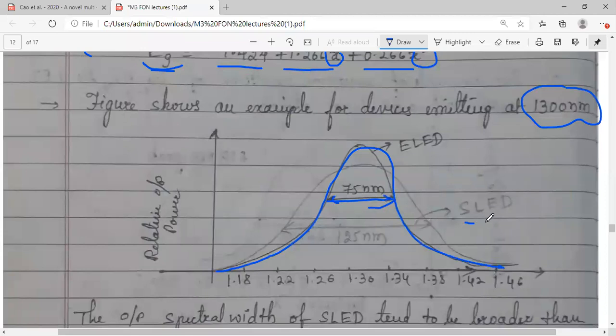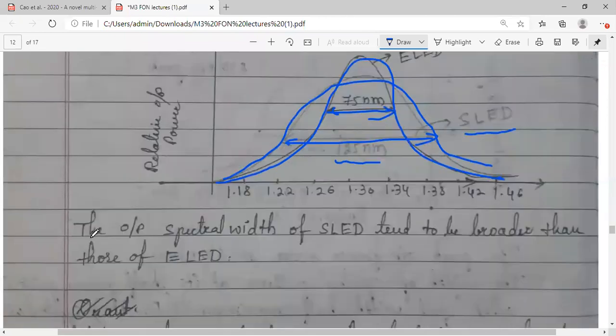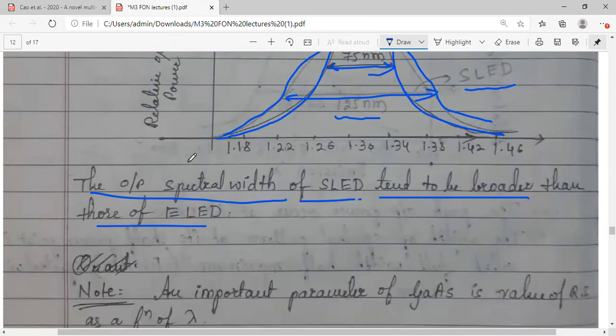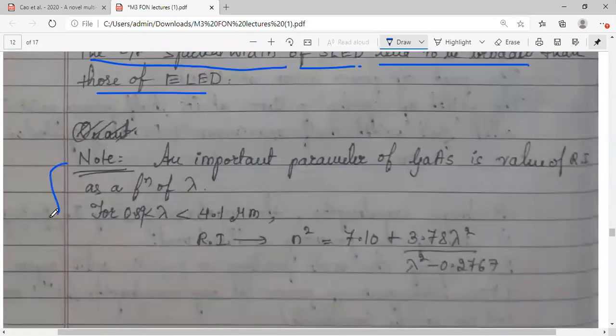But if you see this surface emitting LED, it is a little widened. The graph is somewhat widened. The spectral width range is also a little more, 125 nanometer. So the output spectral width of surface emitting LED tends to be much broader compared to the edge emitting LED. So this is one graph I have shown you. This is one formula, probably may not be used, but as a note I have given you, sometimes you may use it in the problems.